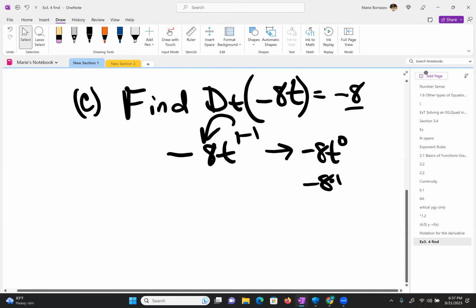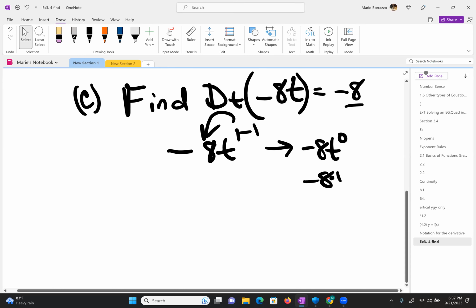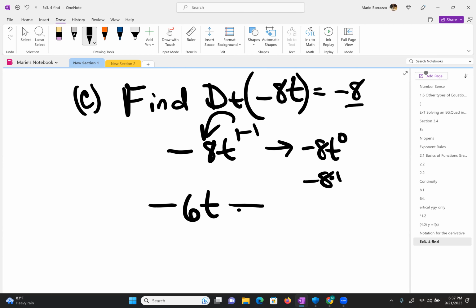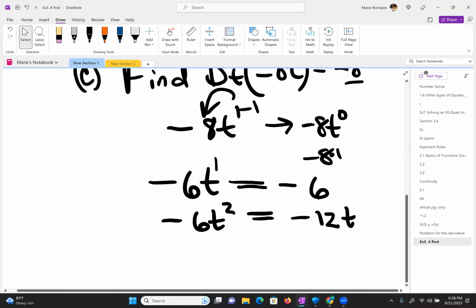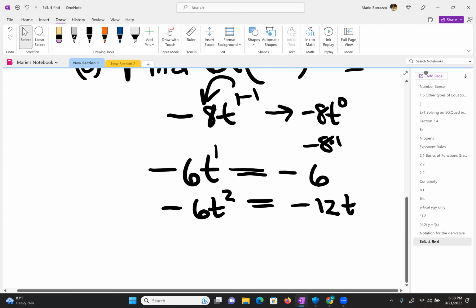So anytime you have, remember the power is always going to be a clincher here, because if you have negative 6t, for example, your answer will always simply be negative 6, whatever that coefficient is, because in theory, this is t to the first. And it always cancels 1 power. So if I had negative 6t to the second, then that becomes negative 12t. Make sense? Yes. All right. Good. I'm glad. Let's look at the next one.